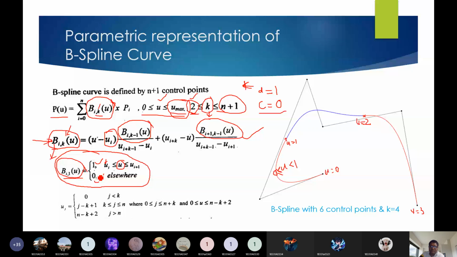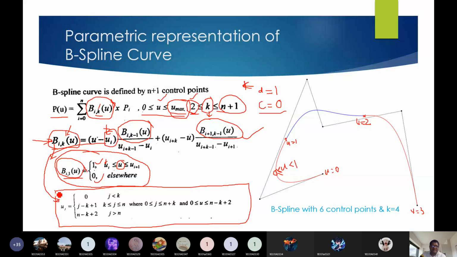This u i is a new term. It's not related to u at all. Instead of u i, some textbooks use t i or another term. Why? Because this is totally a new term, included to denote the knot vectors. Those knot vectors can also be calculated using the subsequent equations given here.